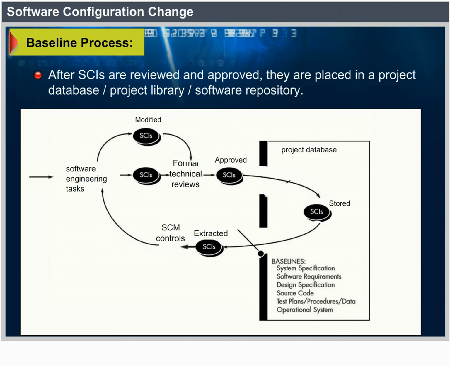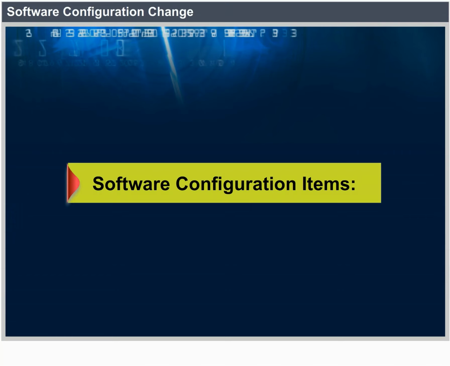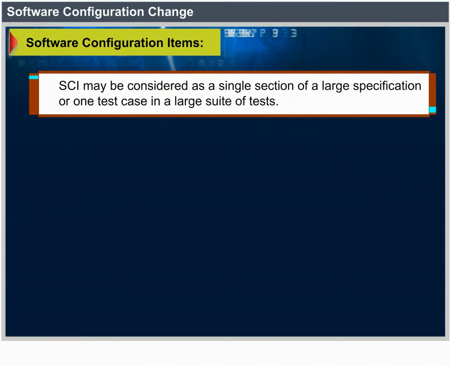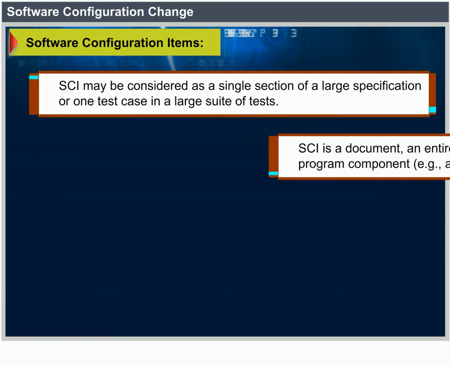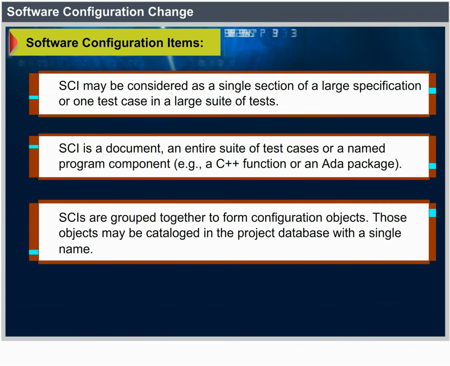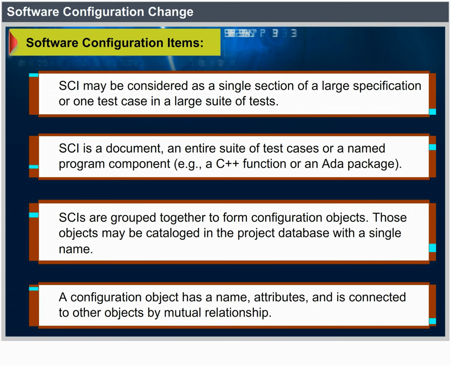Software configuration items. An SCI could be considered to be a single section of a large specification or one test case in a large suite of tests. An SCI is a document, an entire suite of test cases, or a named program component, that is, a C++ function or an Ada package. SCIs are organized to form configuration objects that may be cataloged in the project database with a single name. A configuration object has a name, attributes, and is connected to other objects by relationships.